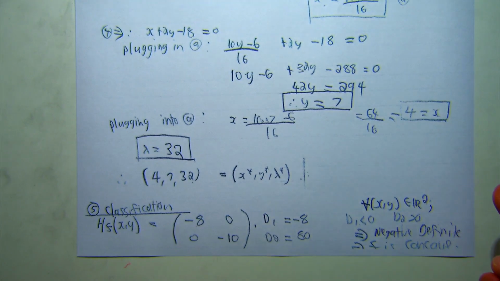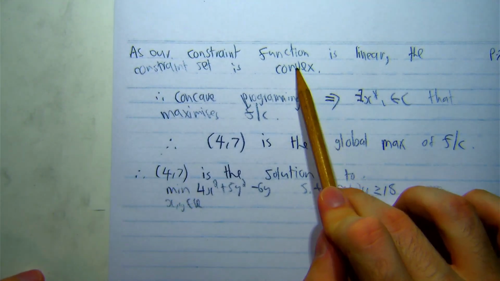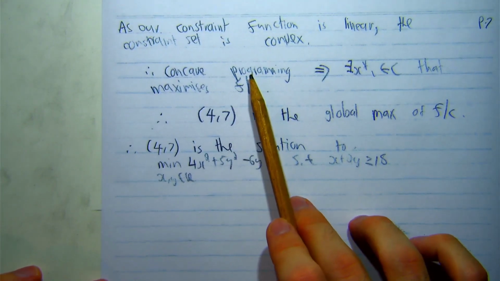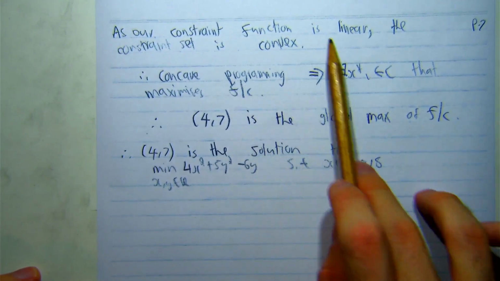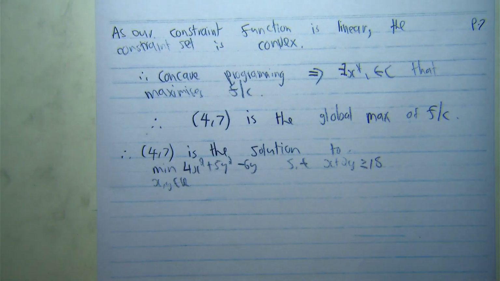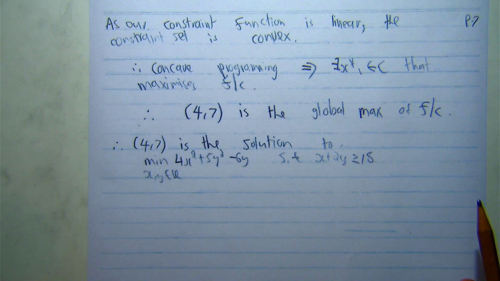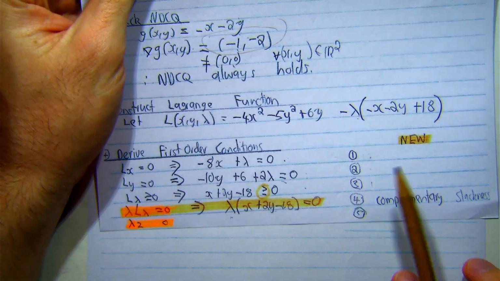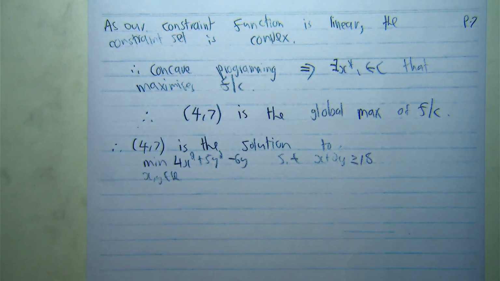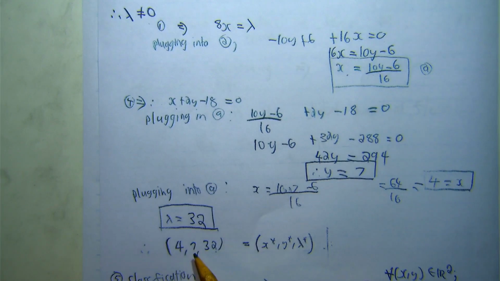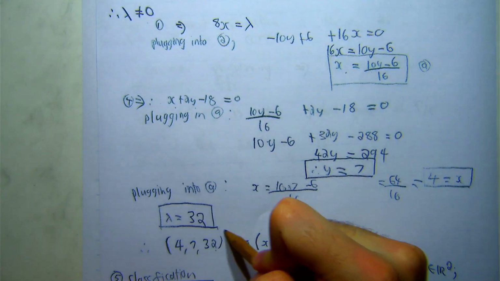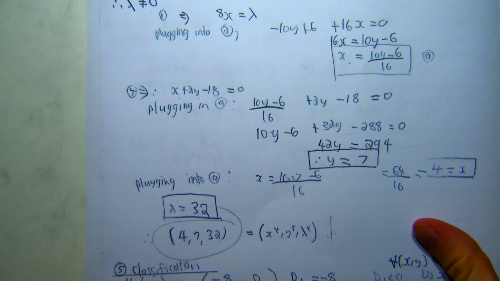And that makes our life really simple, because now we have a constraint set that is convex, a function that is concave, and according to concave programming together, that means that there must exist a maximizer. And if there exists a maximizer, that maximizer using our other theorem must satisfy these conditions. And the only thing that satisfies these conditions is the point 4732. So that is how we know that it's the solution.